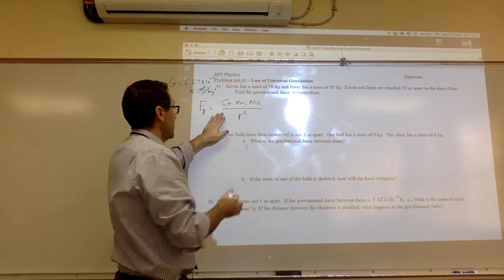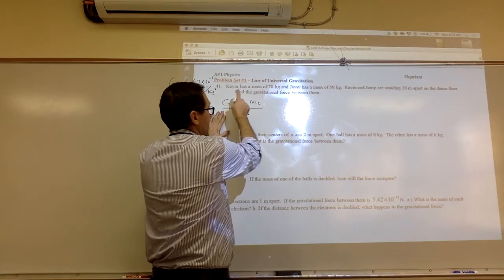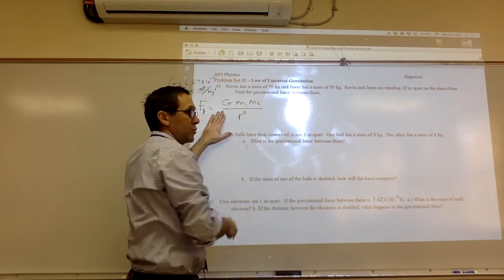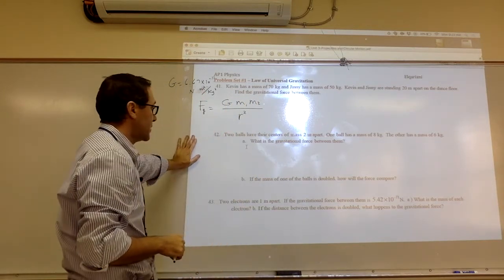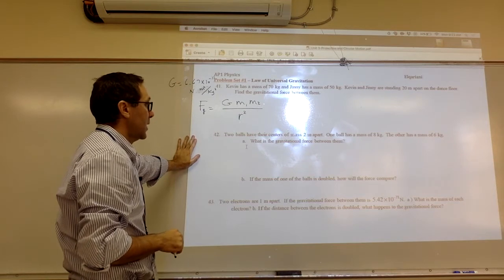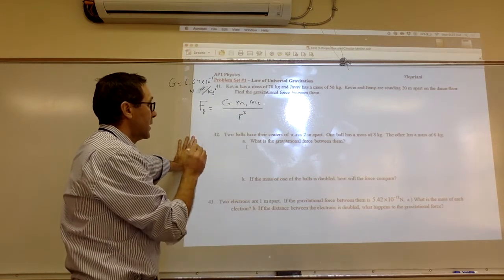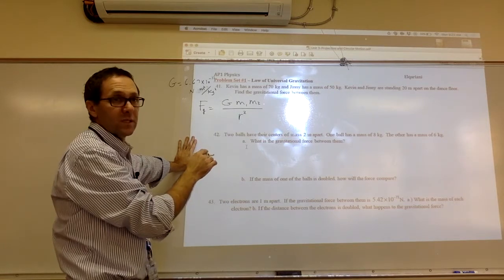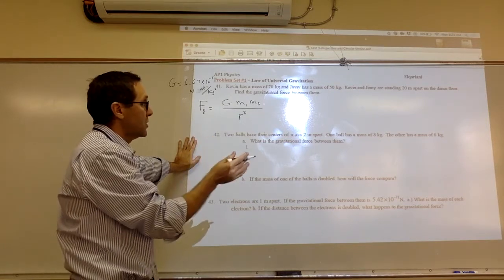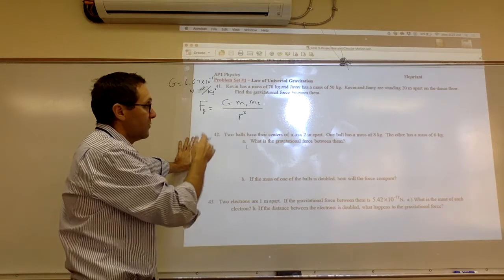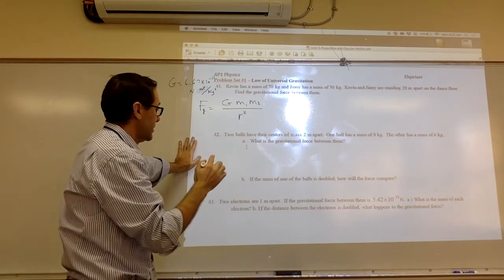So you just have to plug in G, plug in 8, plug in 6, and divide by 2 squared. If the mass of one of the balls is doubled, how will the force compare? Well, if one of the masses doubles, I think the force just has to be twice as much as before, because we haven't changed the distance, right? We haven't changed the other mass. We only changed one of the masses.